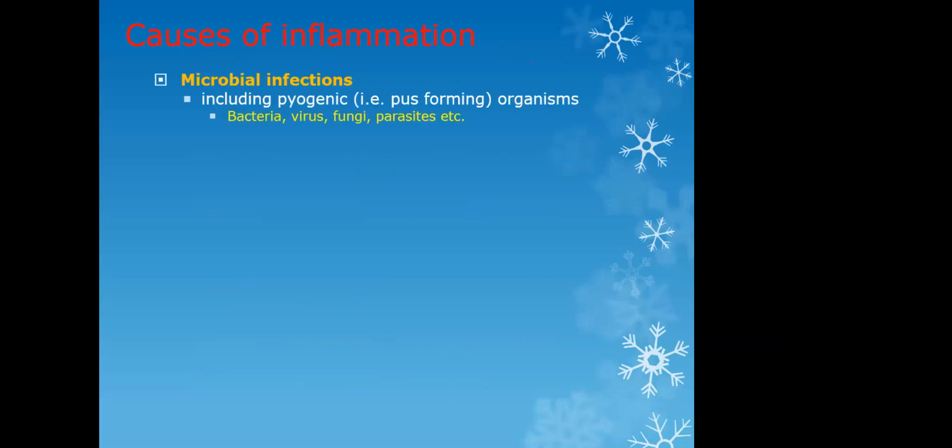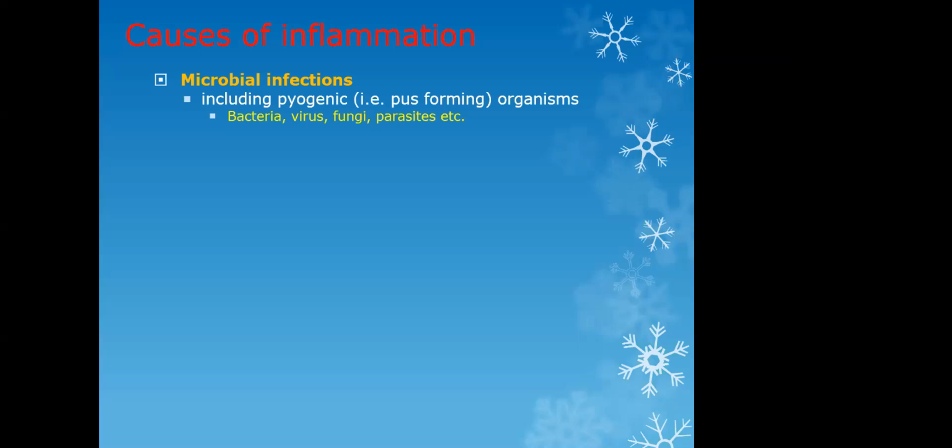So why does the inflammatory process go on? What are the causes? It's not only bacteria or viruses or fungi. There are many other things which can cause these inflammatory reactions. Starting with the microbes, definitely pyogenic or non-pyogenic. What's the meaning of pyogenic? The bacteria which can cause pus are called pyogenic. So it could be pyogenic.